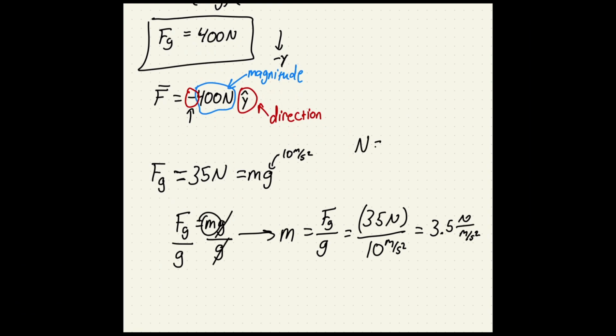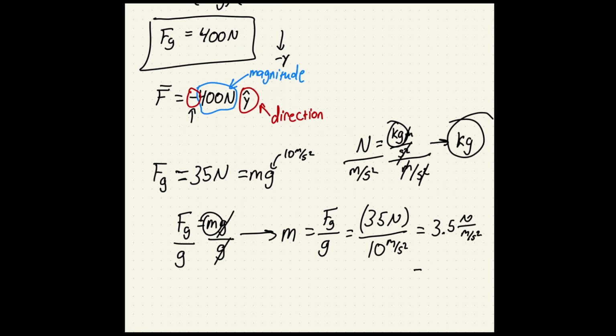Our newton, we said, is a kilogram times a meter over a second squared. We are dividing that by a meter per second squared. So the right side of my equal sign is going to be divided by a meter per second squared. Meters cancel, second squared cancels. I am left with kilograms, which is units of mass. We are indeed calculating mass, and so we are happy. And we call this something like 3.5 kilograms.